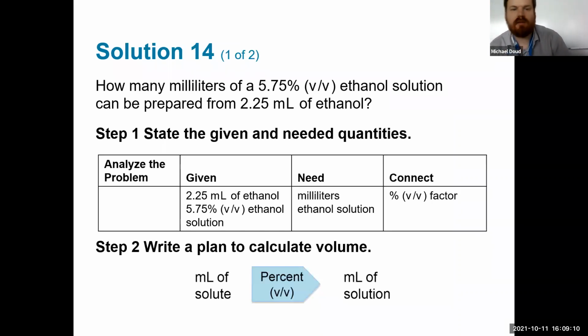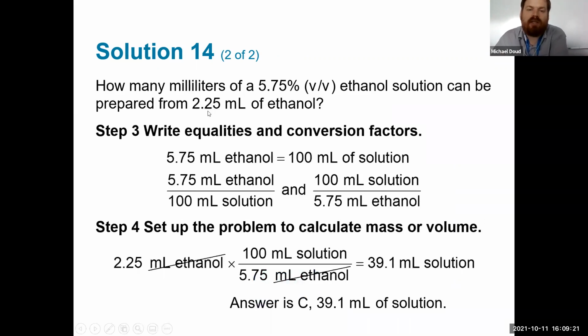Okay, we're back. So we're given the fact that it's 2.25 milliliters of pure ethanol, and we have a 5.75% solution that we're trying to make by volume. Well, 5.75% by volume means that there's 5.75 milliliters of ethanol for every 100 milliliters of solution. Vice versa, 100 milliliters of a solution for every 5.75 milliliters of ethanol. So our conversion factor looks like this. We have 2.25 milliliters of ethanol. We can make 100 milliliters of solution for every 5.75 milliliters of ethanol, giving us a final answer of 39.1 milliliters of solution.